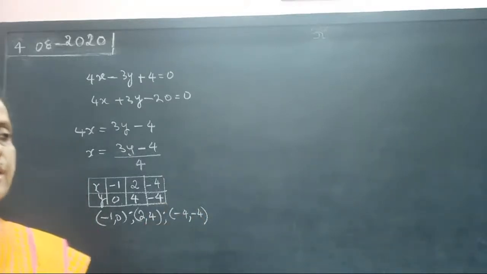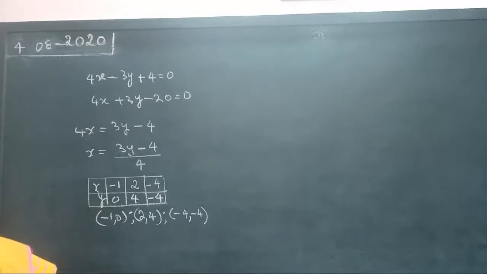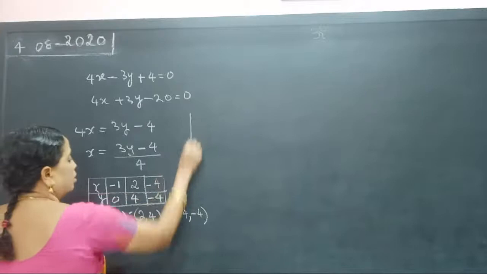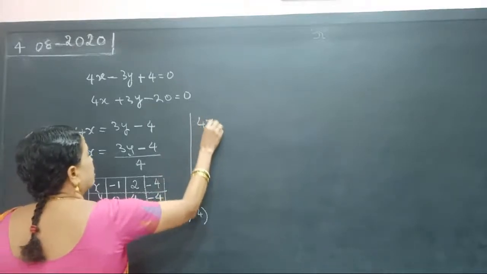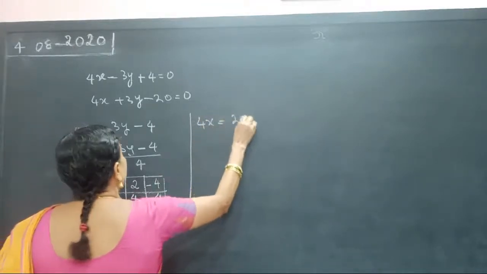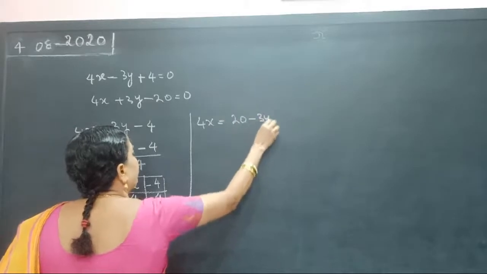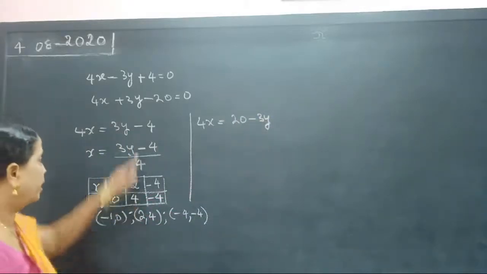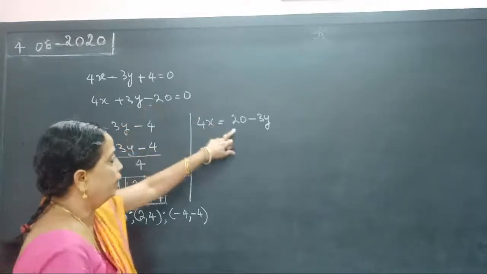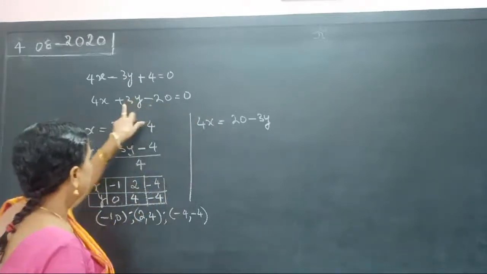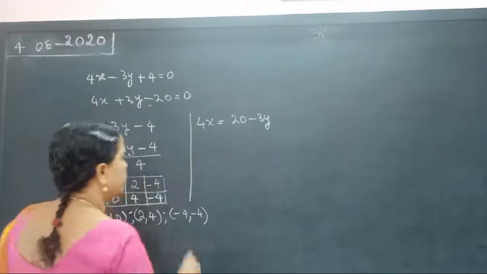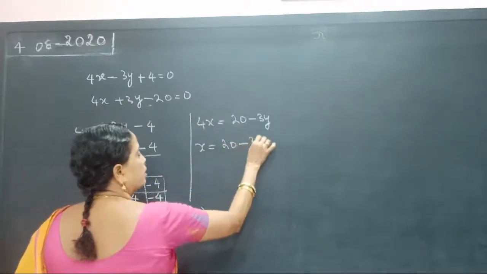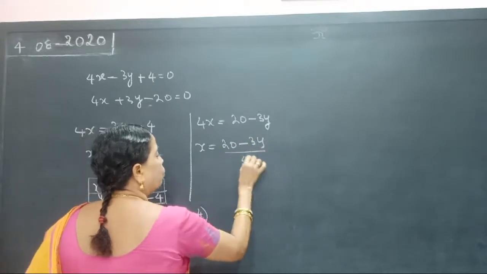So take this in the ruled part of the graph paper. Now take the second equation. 4x equals plus 20 minus 3y. What I did: to avoid the first term being negative, I transferred the numerical value; negative becomes positive, positive becomes negative. x equals 20 minus 3y by 4.